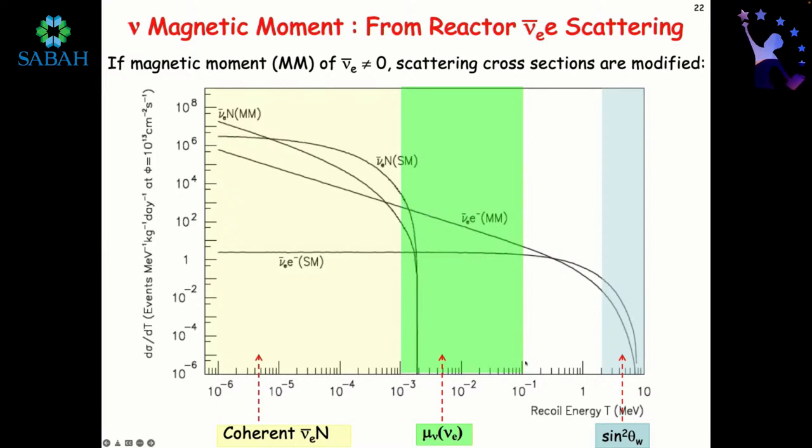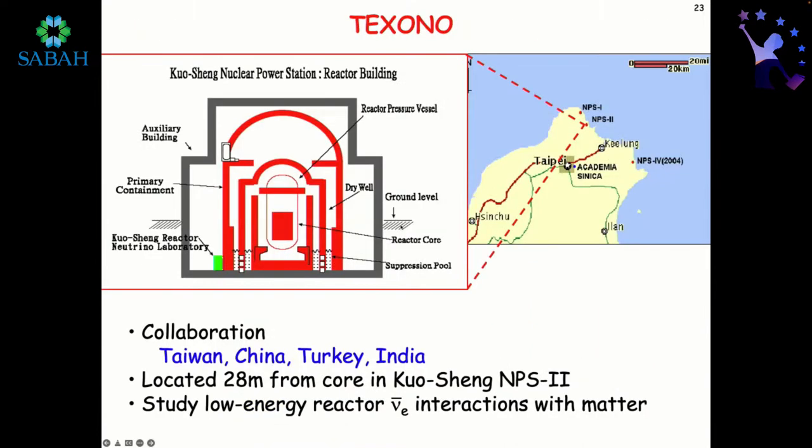in the kinetic energy of the electron between about 1 eV, 1 keV to about tens of keV. So this is the region we are going to focus on when we do the experiment.